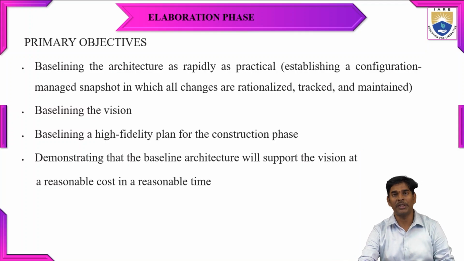What is the primary objective here in the elaboration phase? The first one is the architecture as rapidly as practical. They need to check not only the theoretical side, they need to check this architecture as a practical one. So here, the configuration-managed snapshot in which all the changes are rationalized, tracked, and maintained. That's why this architecture must be considered both theoretical and practical, so that they can verify what changes will happen during designing the architecture.